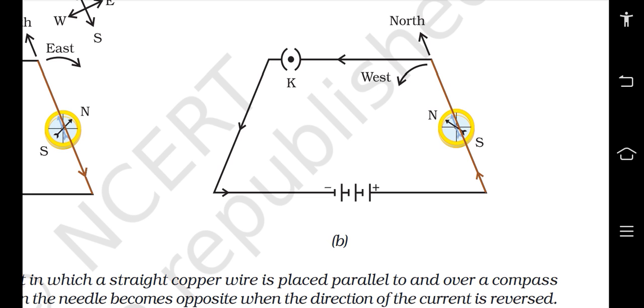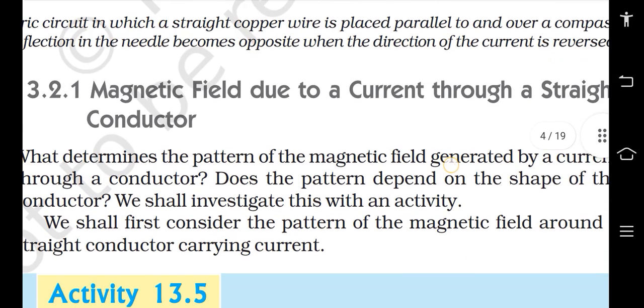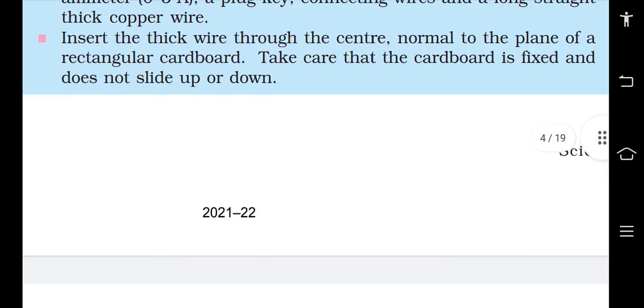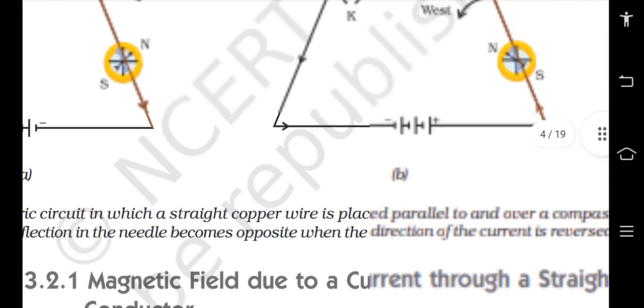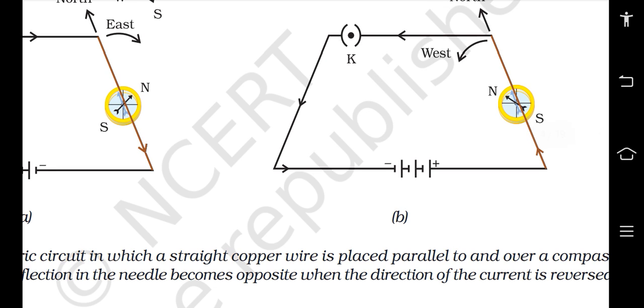Okay, and you can do the same activity. Now we placed the compass over the circuit, and you can keep the compass under the circuit. Then also the direction of the compass needle gets changed. And the rest of the portion we will discuss in the next class. Okay.